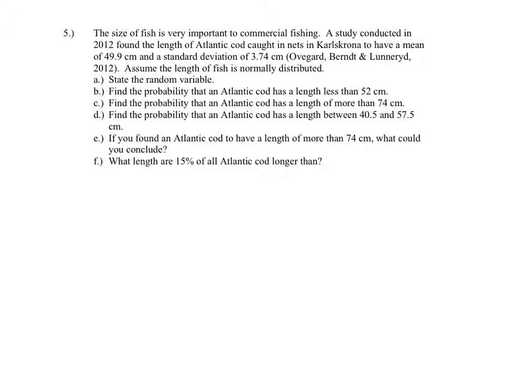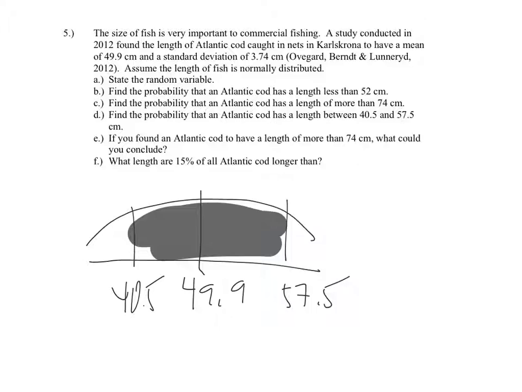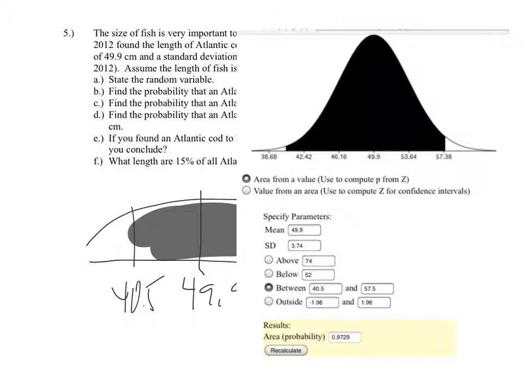So then for the next one, same as before, except we want the probability of catching a single fish that's between 40.5 centimeters long and 57.5 centimeters long, and we're looking for this area right here, right in between those two. And for that applet setup, the parameters are the same, area from a value, and I just said between 40.5 and 57.5, and that's this area here. And there it is, almost 98%.